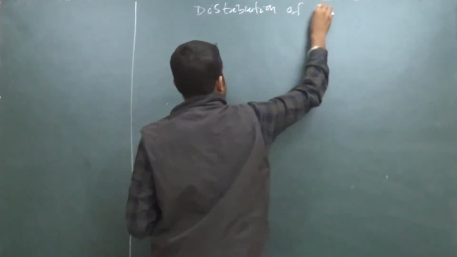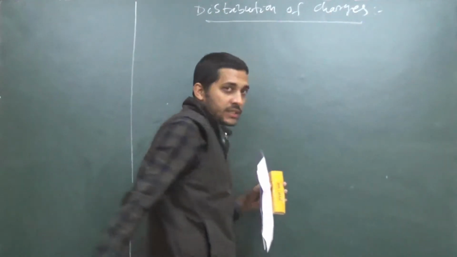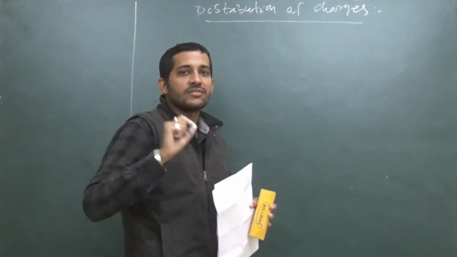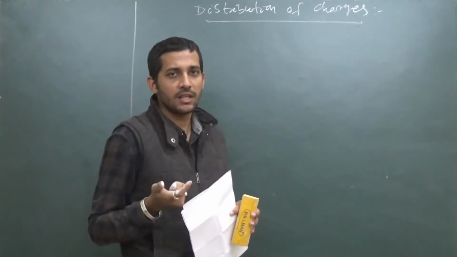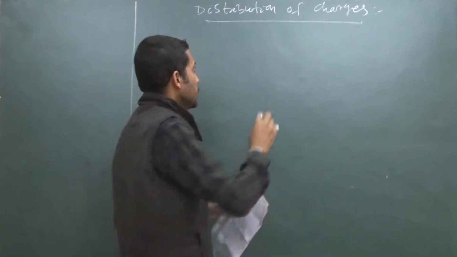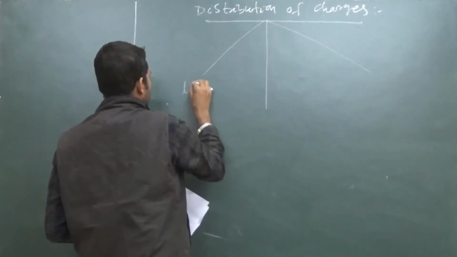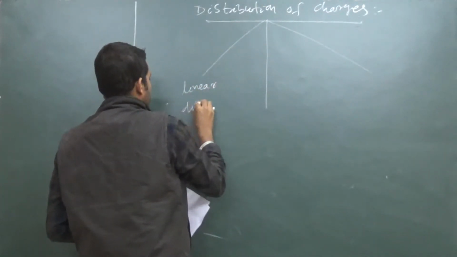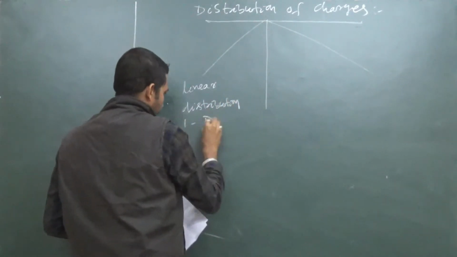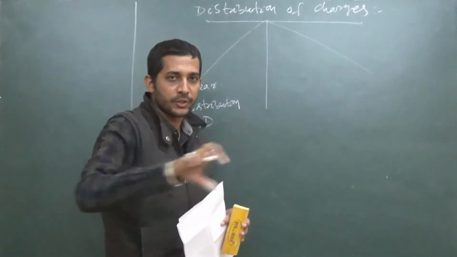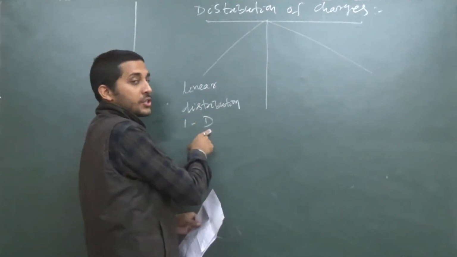Distribution of charges. We discussed that the charge which is going to be placed need not be in a point structure. It may be in a one-dimensional, two-dimensional or three-dimensional structure. So this distribution is of three types. One is called linear distribution. That means in a one-dimensional structure, when we distribute the charges uniformly, that is called linear distribution of charges or one-dimensional distribution of charges.